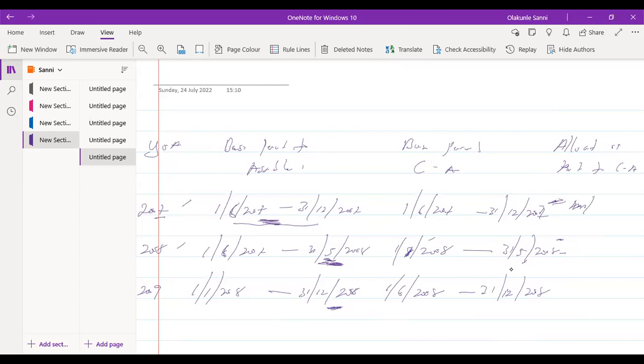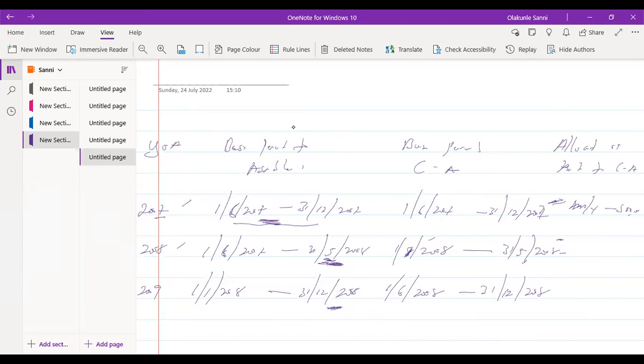For the 2007 motor vehicle, what is the cost? 500,000. It means that in 2007 I will charge a cost of 500,000 for initial allowance. Is this clear now, sir? Yes. So back to our question.